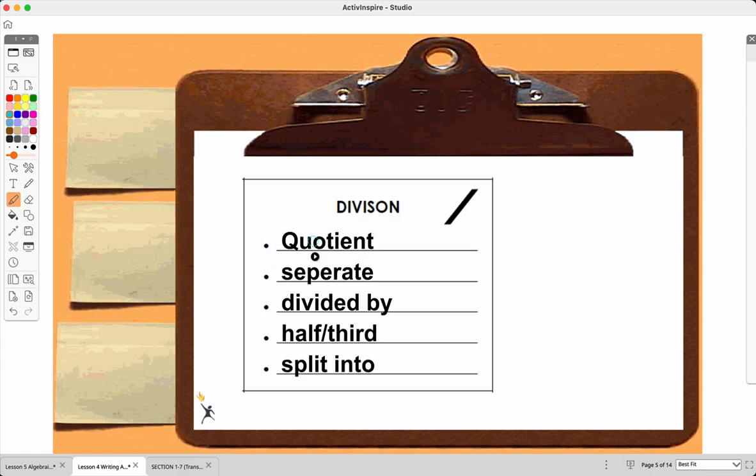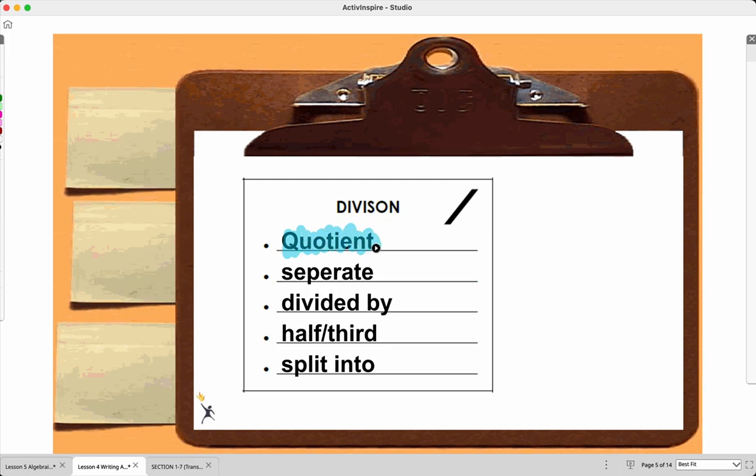Division is our last set, and again, this time most important, we've got this idea of quotient. A lot of people think of groups when they think of division, and that's true, but you've got to put them into groups, separate them, divide them, split them. Okay? Those all mean the key to division.